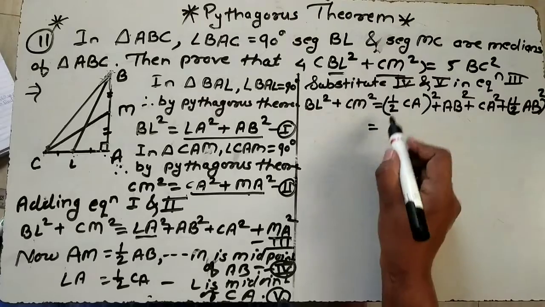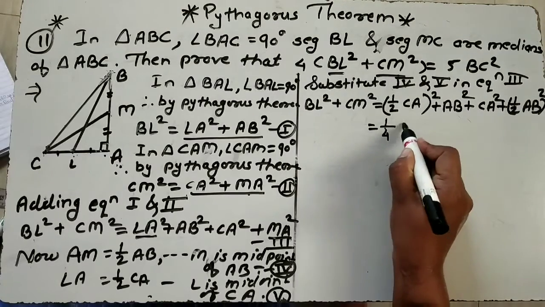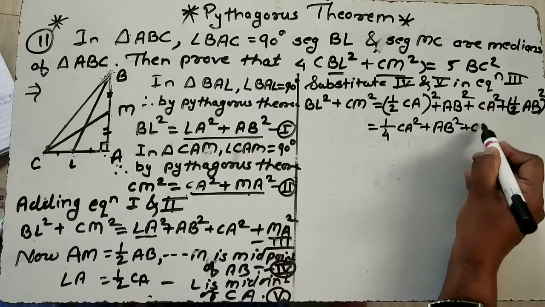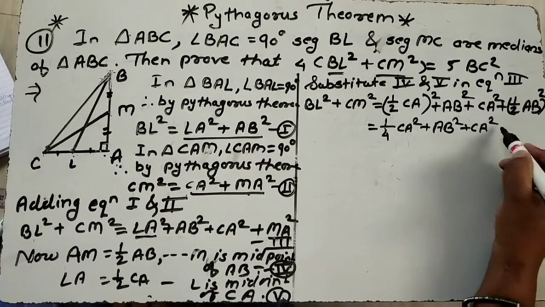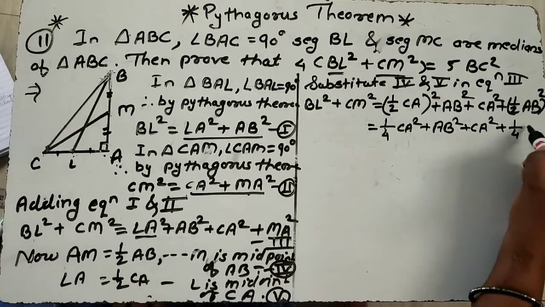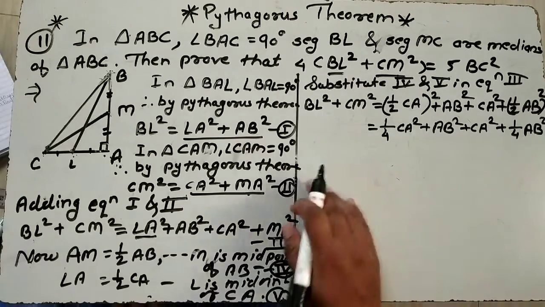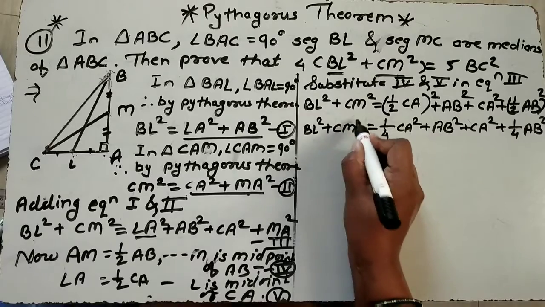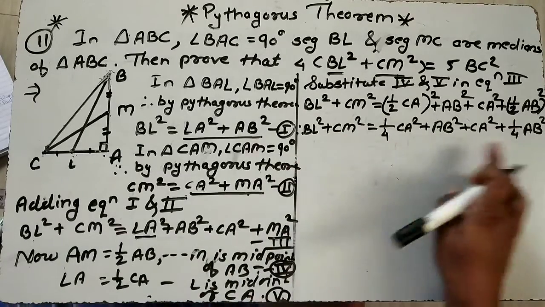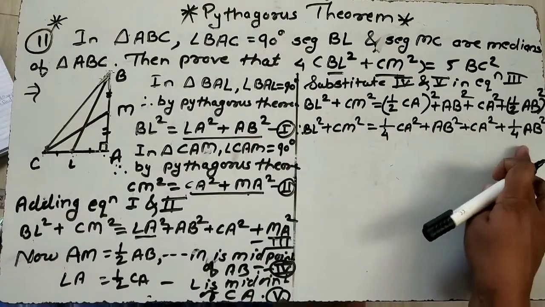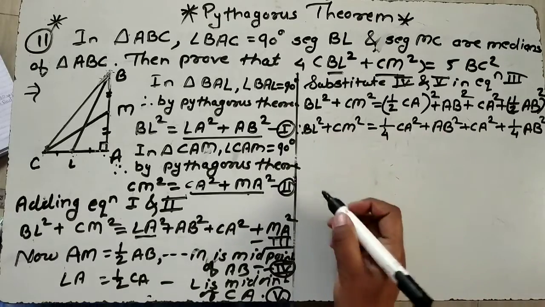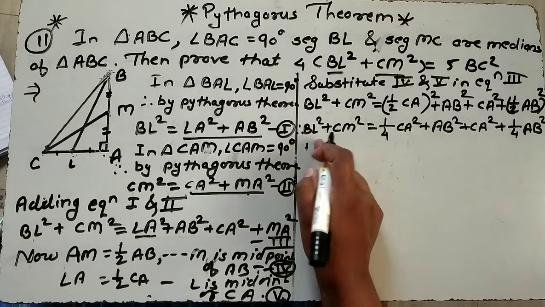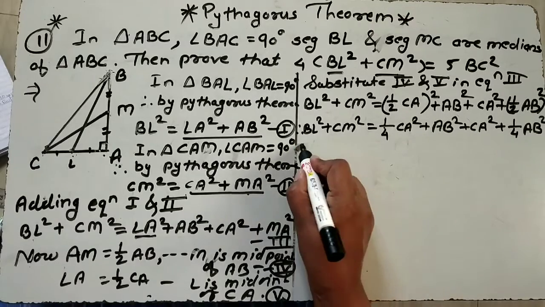Now we will solve this. This 1/2 square is 1/4 CA square plus AB square plus CA square plus 1/4 AB square. Now BL square plus CM square, we got this. Now to remove this 4 from the denominator, we will multiply this equation by 4. First of all we will multiply, then we will write the reason.